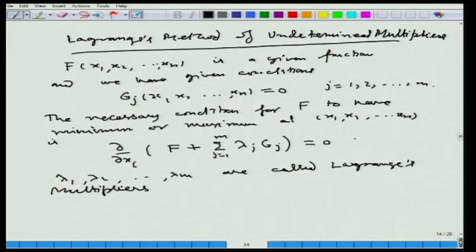Then the necessary condition is that we should have these, for i equal to 1, 2, up to n. These n conditions are to be satisfied at the point x 1, x 2, x n where this f attains minimum or maximum. Here the points x 1, x 2, x n are to be found, and also these lambda 1, lambda 2, lambda m are to be found in this process.